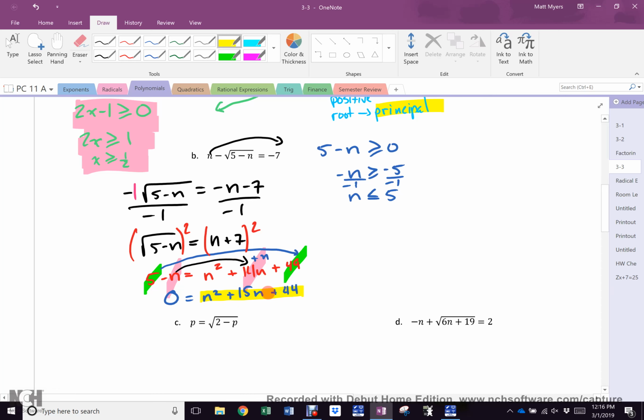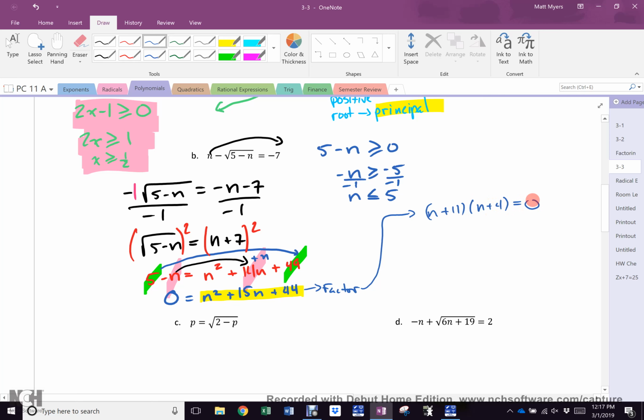What are you going to do with that? So here we've got a new step, but it's not a new step, is it? It's still algebra. Here we're going to factor, and what are we going to get? N. What are the factors of 44 that add to 15? Is it 1 and 44? Is it 2 and 22? Is it 11 and 4? Yes. N plus 11, n plus 4. And what does that equal?